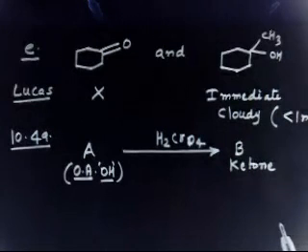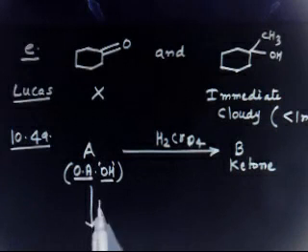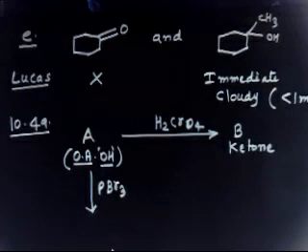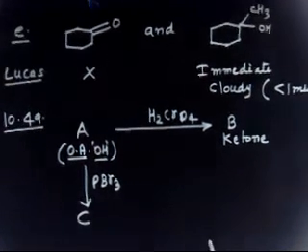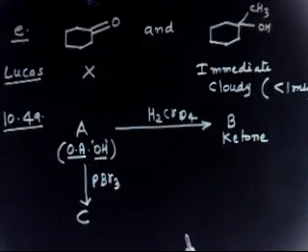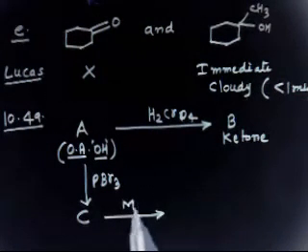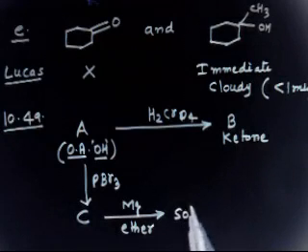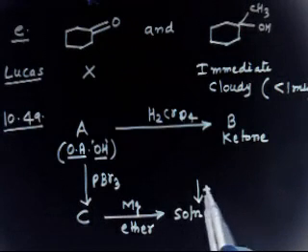Next, in a separate reaction, A is treated with PBr3, converting A into compound C. Compound C is purified and then allowed to react with magnesium in ether. This means I am getting a Grignard reagent. Compound B is added to the resulting solution, so I am adding compound B to this solution.